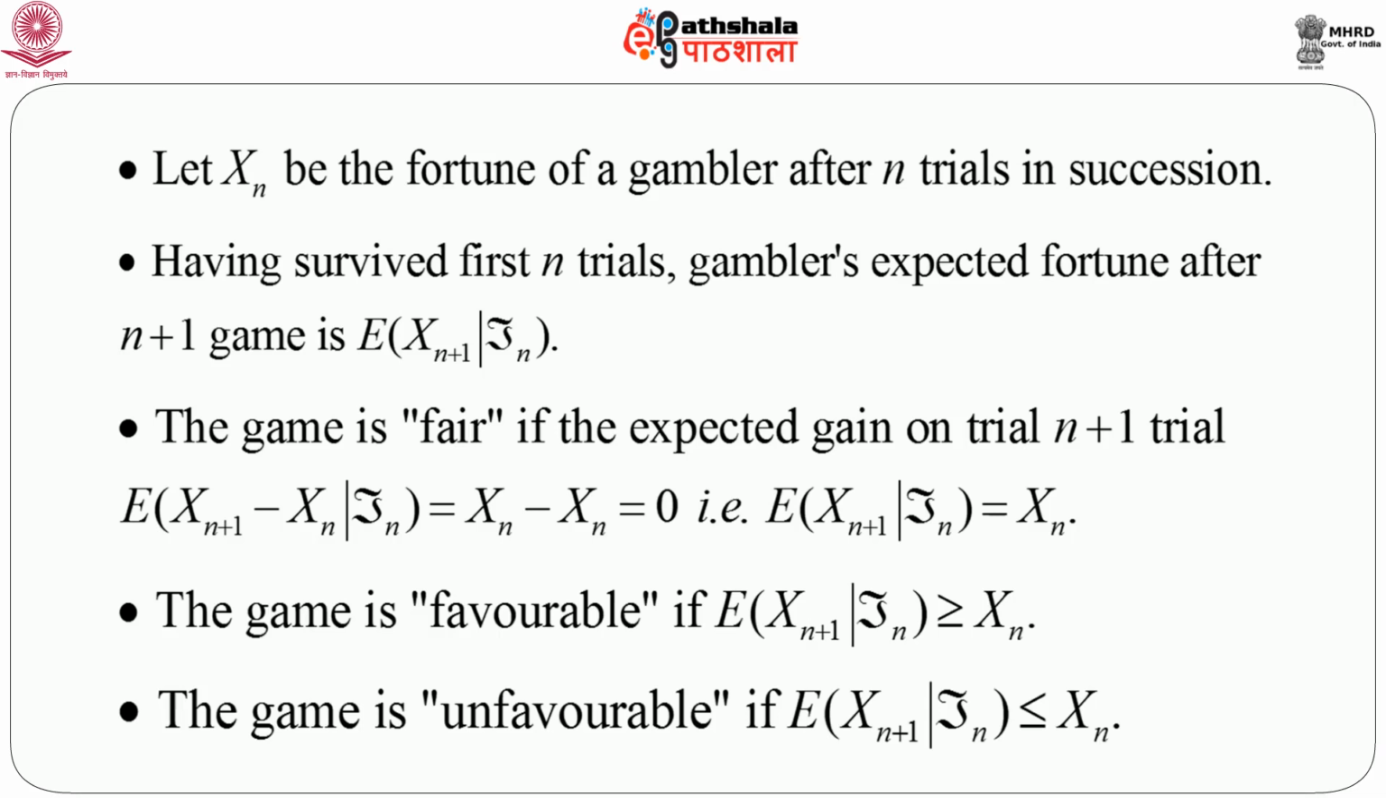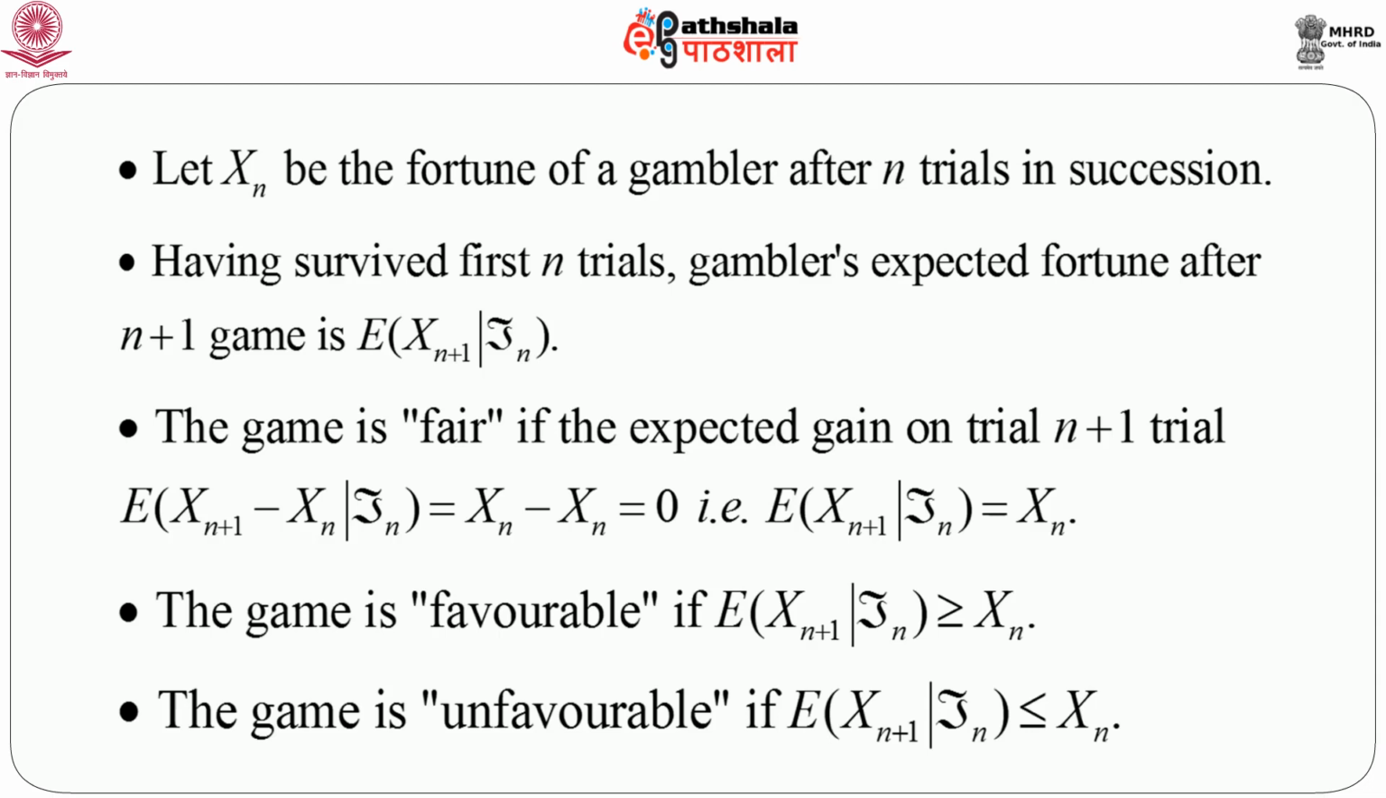Now, we say that the game is fair if the expected gain on trial n+1 is equal to 0, that is, the expectation of Xn+1 minus Xn. Xn+1 is the fortune after the (n+1)th trial. Conditioning on Fn, we have Xn, because we know that his fortune is Xn. Now, after the (n+1)th trial, if the expected fortune is Xn itself, then only the expected gain would be 0.